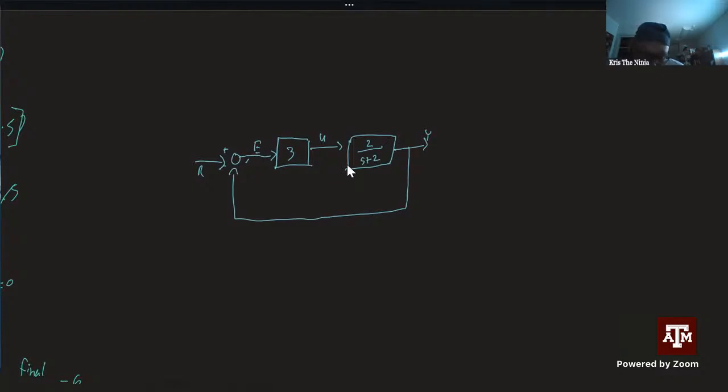So we just assign this as C, and this as P. We know that Y of S over R of S equals PC over 1 plus P times C. So then we have 2 over S plus 2 times 3, over 1 plus 2 over S plus 2 times 3.